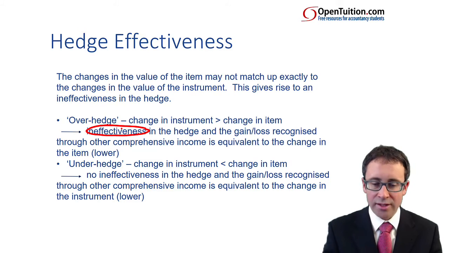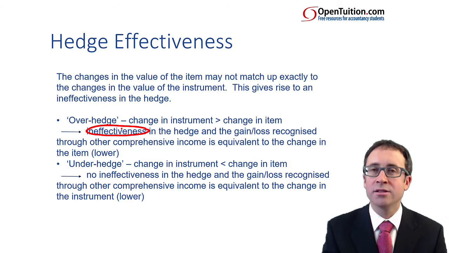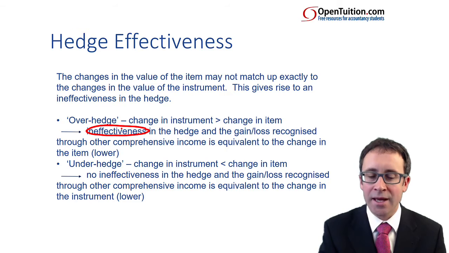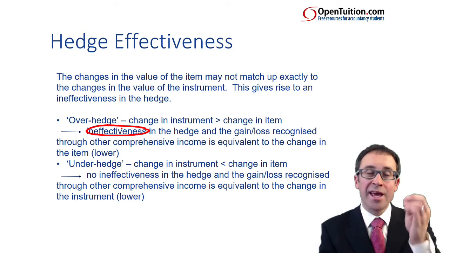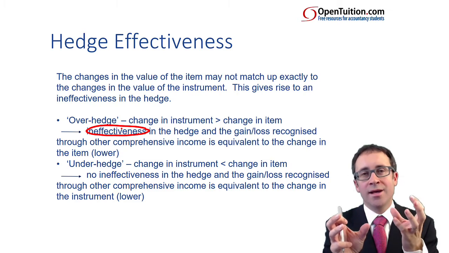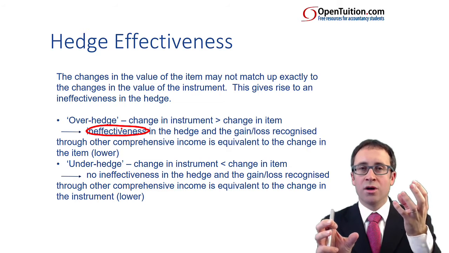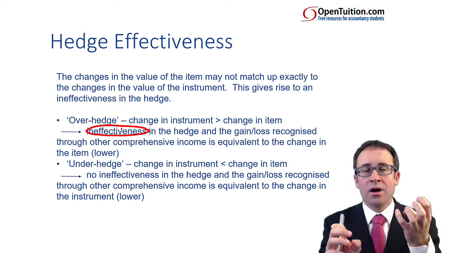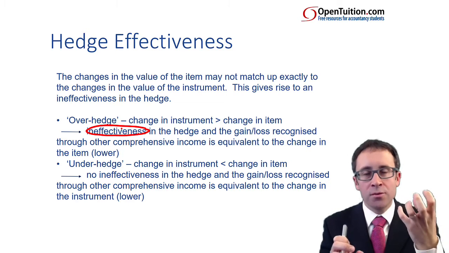So what you've got there is if the change in instrument is greater than the change in item, okay? So the gains and losses that we're making on the derivative are more than the change in item. It means that those gains and losses on the instrument are doing more than what they need to do, okay?